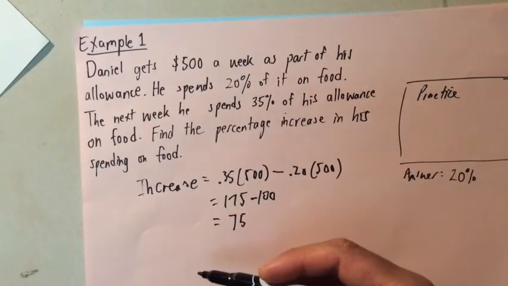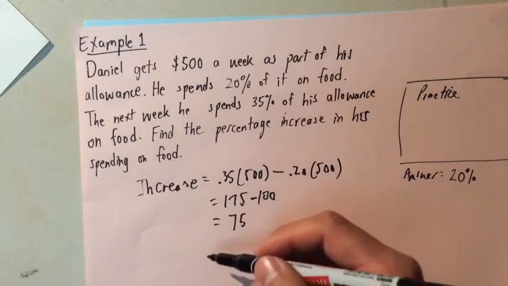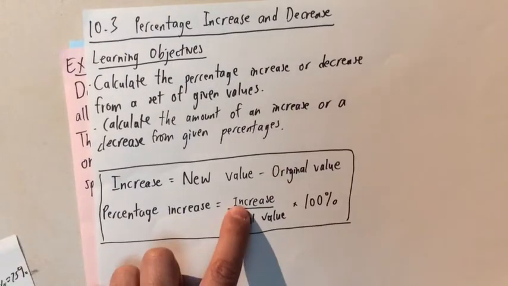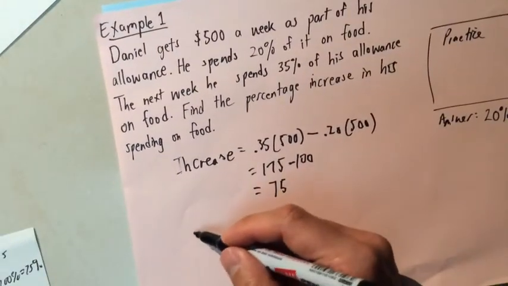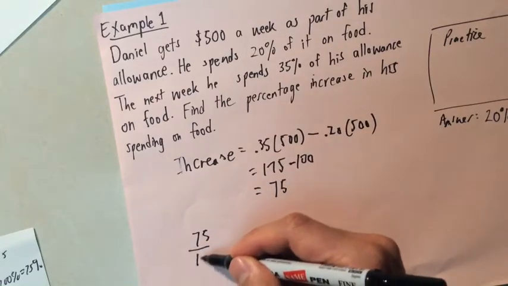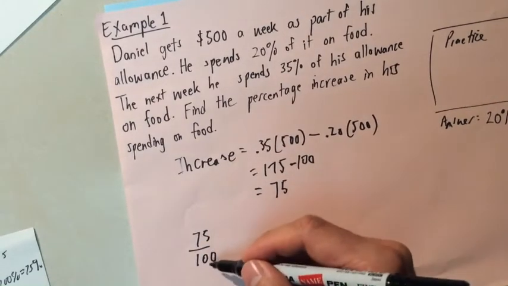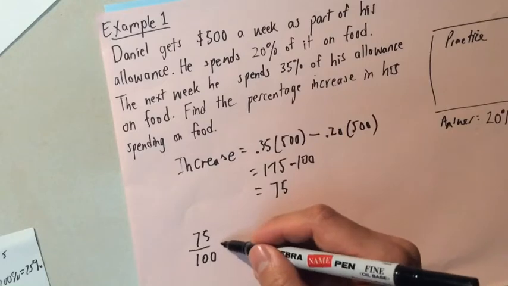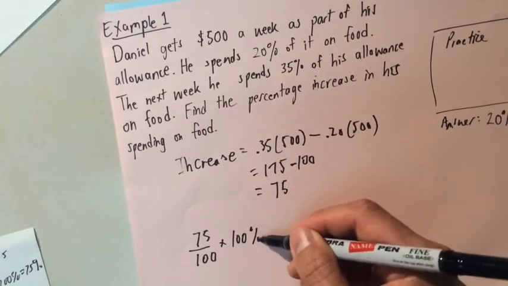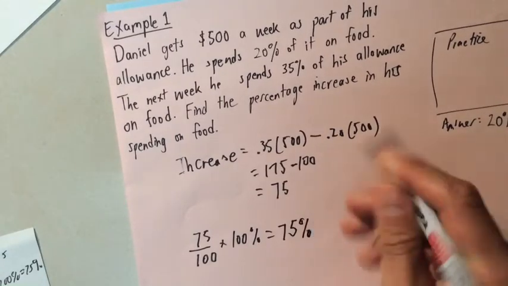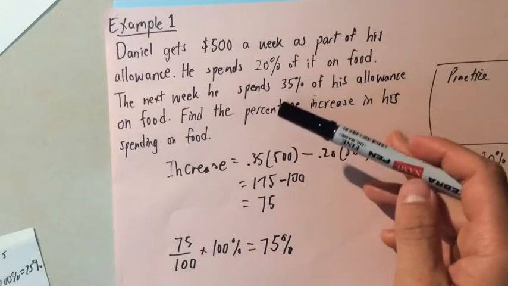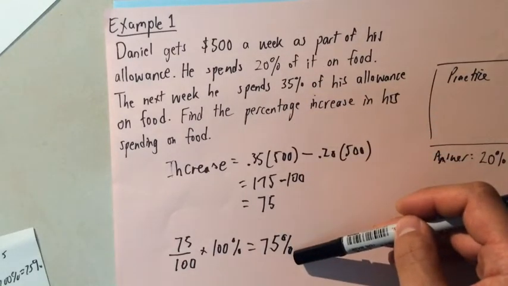Now, how much of an increase is that? Okay, remember, let's look at our formula one more time. The percentage increase is the increase divided by the original value times 100. So our increase is 75. We divide that by the original value, which is 100. He was originally spending $100 a week. We multiply that by 100%, and we find that our answer is 75%. Okay, so his spending on food has increased by 75%.